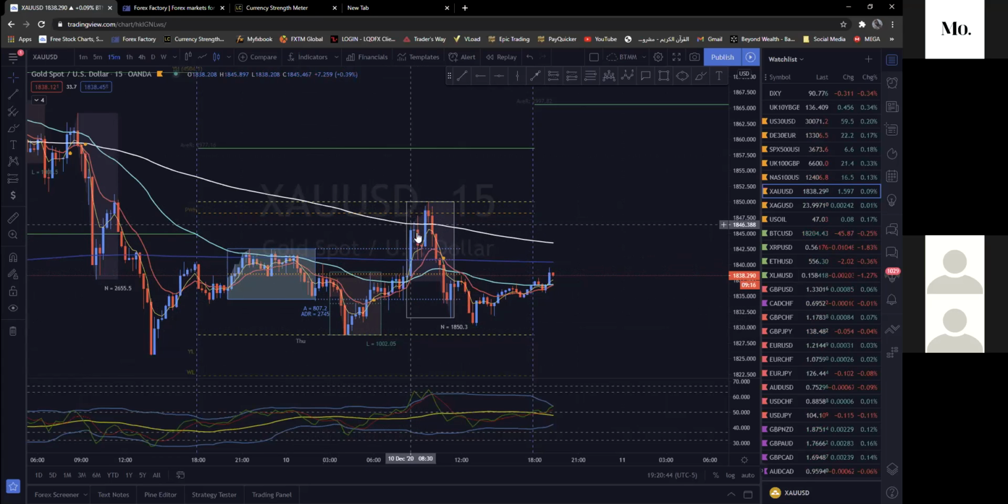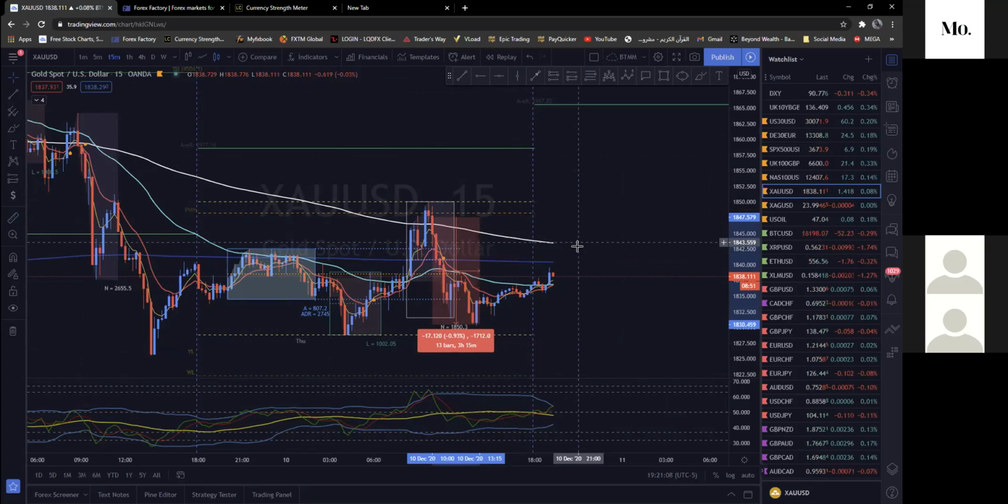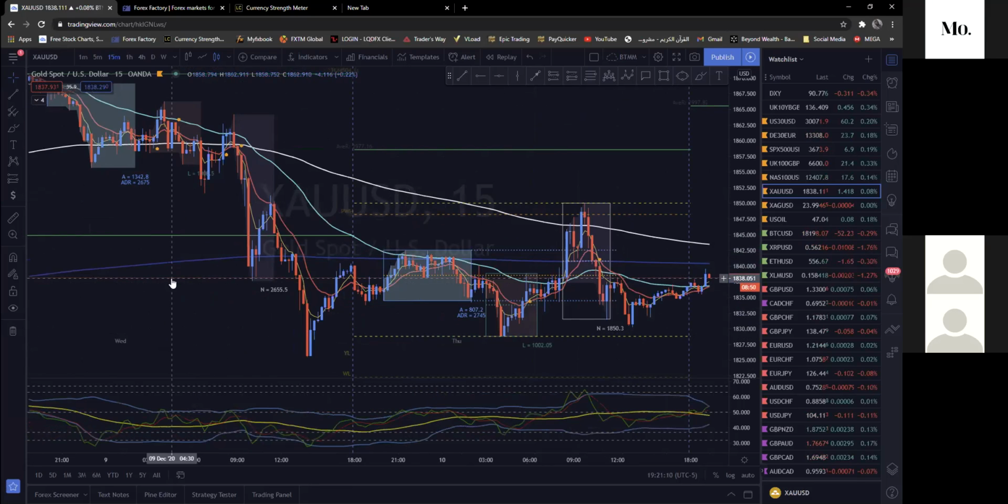But then again, when New York started, it gave that beautiful M formation. First leg right here. Second leg, it gave you an evening star. This would have been your entry point right here. You would have entered right there. Caught it all the way down, right? Let me see how many pips that is. So technically, from here all the way down, that's about 170 pips. You know, that's a nice little payday, all right?